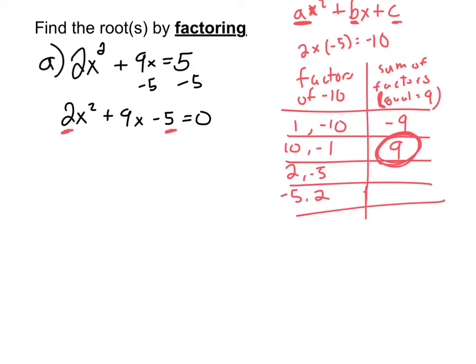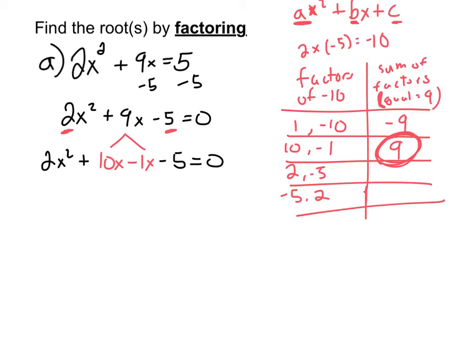Now what I'm going to do is break this 9 into those two factors. I'm going to break this 9x into 10x minus 1x, and rewrite the equation: 2x squared plus 10x minus 1x minus 5. I haven't changed the equation anyway. The 9x is now 10x minus 1x, but it's the same equation.